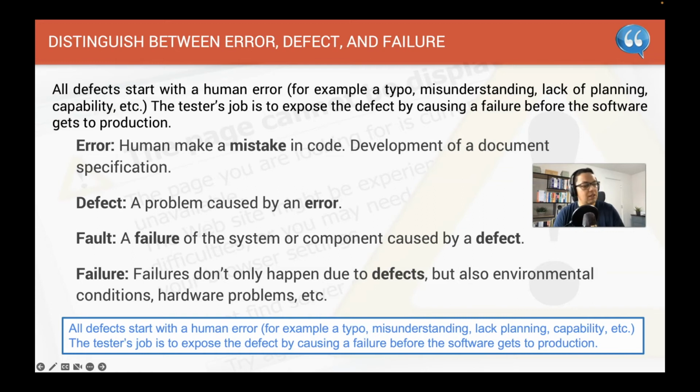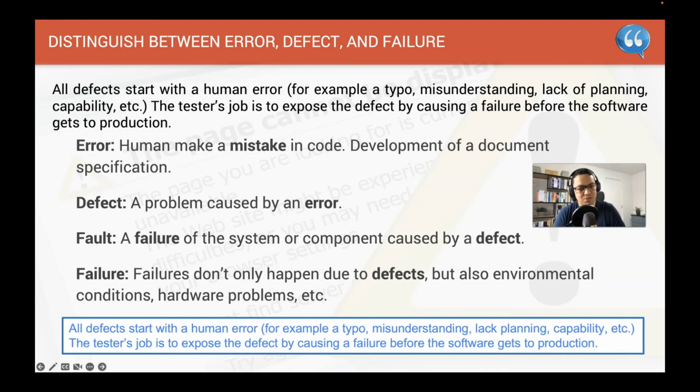Or maybe there's a leak in the aircon system, and it drips on top of a computer or a server. These days it's more cloud-based, but can you imagine in a server room, you have aircon, and then you have a leak, and it drips water onto the main server of the mainframe. And that's not caused by an error. That was caused by an environmental condition, which led to a hardware problem. Okay, all defects start with human error. Well, all defects start with a human error, but not all failures start with human error.